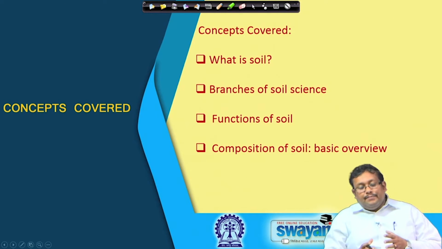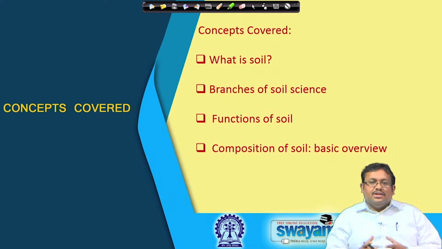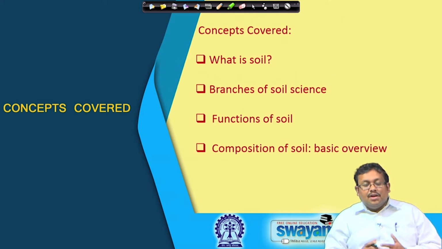First of all, we will cover what is soil, that means what is the definition of soil. Then we will talk about different branches of soil science, and then we will talk about what are the important functions of soil, why we are studying soil science and what is the need of studying it. And finally, we will be talking about the composition of soil. That means the soil is composed of what are the different components, and we will have a brief overview of each of them. So, let us start.